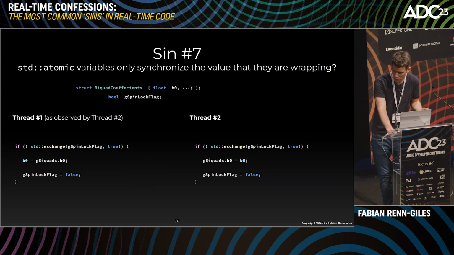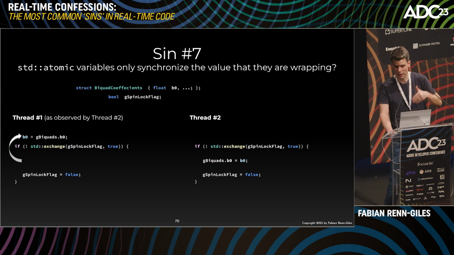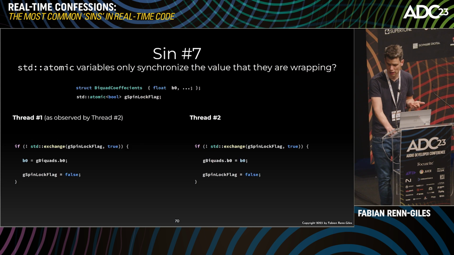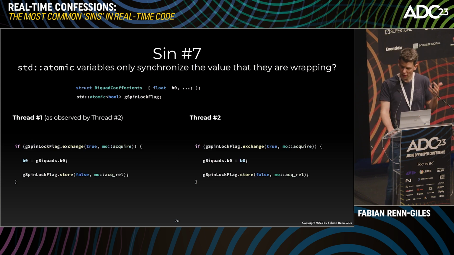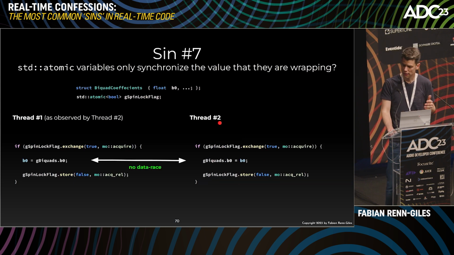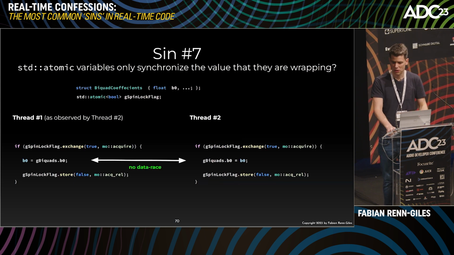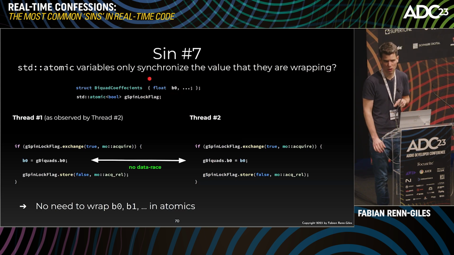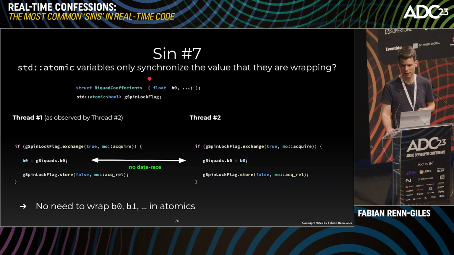If we don't ignore reordering and caches, then this thing may leak outside of the critical section, and of course we do have a data race, because now they can happen at the same time again. So if we fix this by putting an atomic here, the last section, then the data race is gone. So we don't need to wrap these floats with atomics because we don't have a data race.